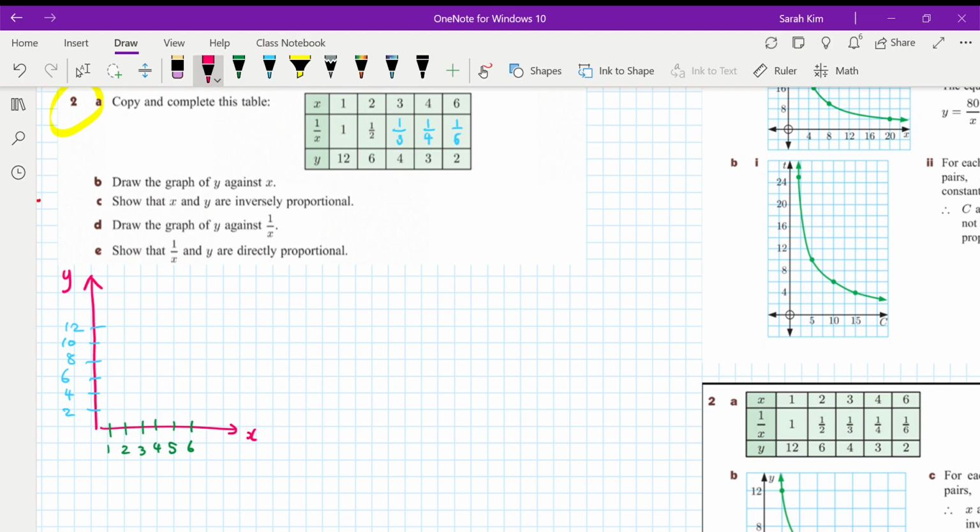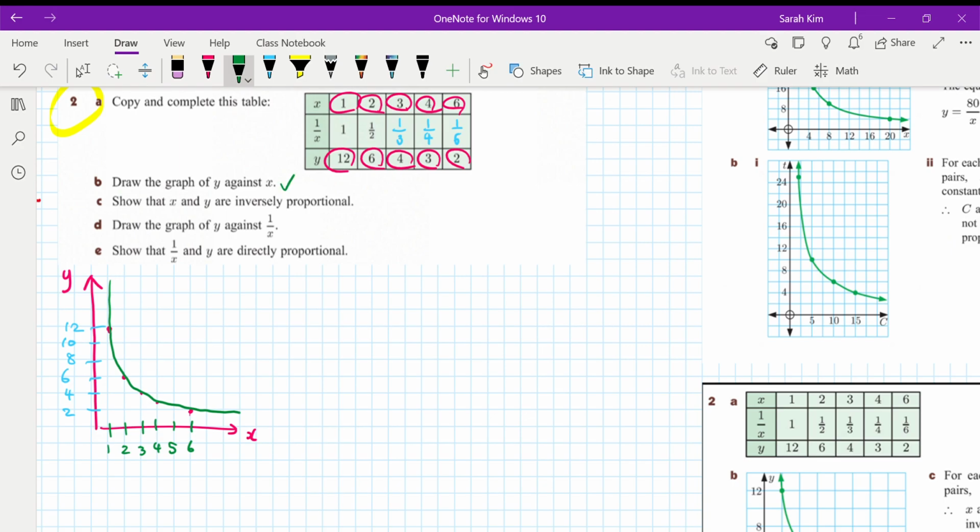So let's dot points. So I've got it. X is 1, and then y is 12. So I'll go over here. X is 2, y is 6. X is 3, y is 4. X is 4, y is 3. Over here, x is 6, y is 2. Approximately here. So let me draw that little graph. Something that looks like so. Label it. I don't know the equation, so I might just leave it. And that's all I can do for now.